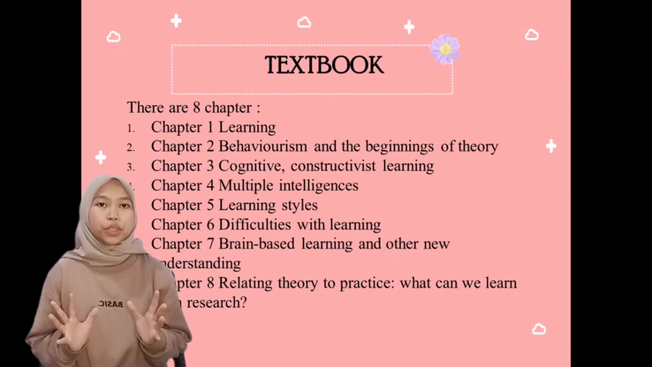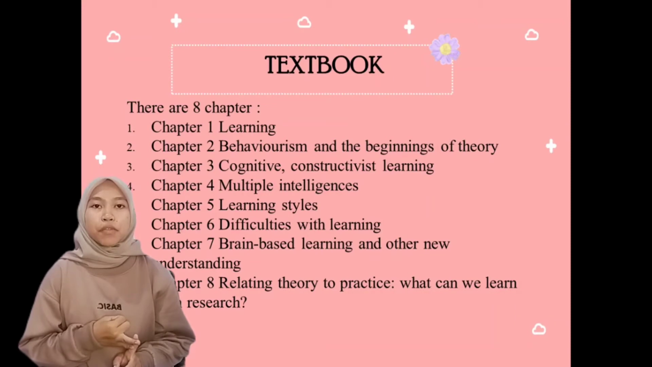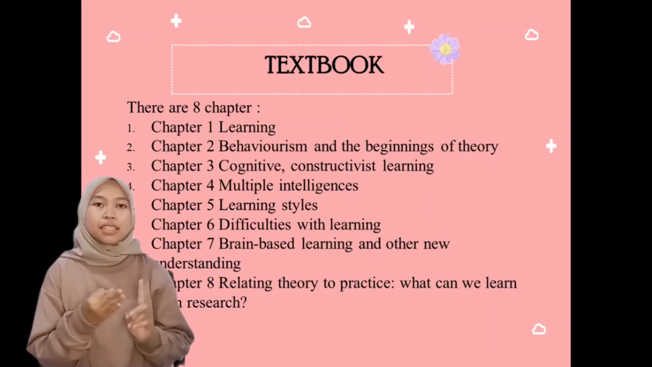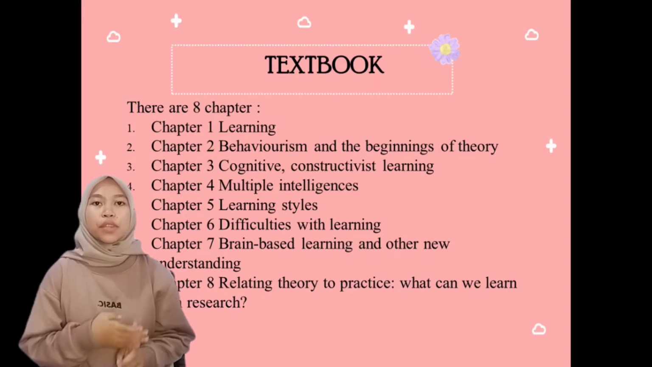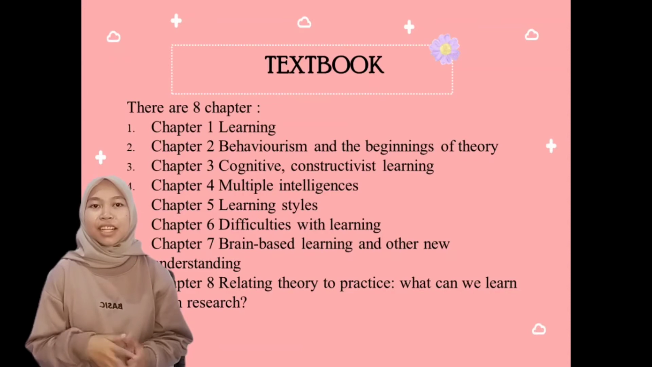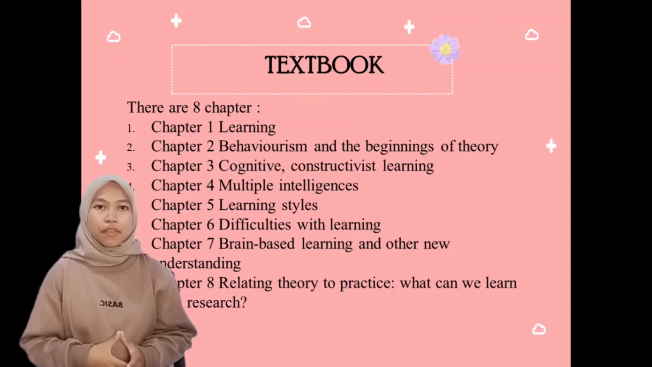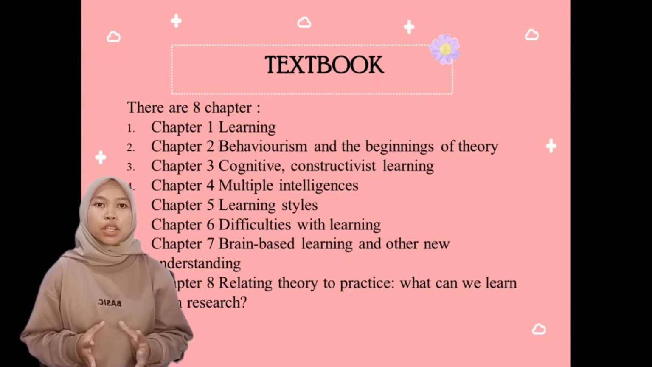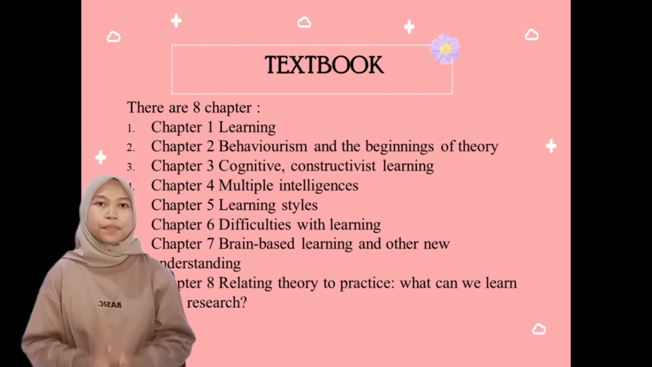In this book, there are 8 chapters. Chapter 1 is about learning, Chapter 2 about behaviorism and the beginning of theory, Chapter 3 about cognitive constructivist learning, Chapter 4 about multiple intelligences, Chapter 5 about learning style, Chapter 6 about difficulties with learning, Chapter 7 about brain-based learning and other new understanding, and Chapter 8 about relating theory to practice, what we can learn from research.